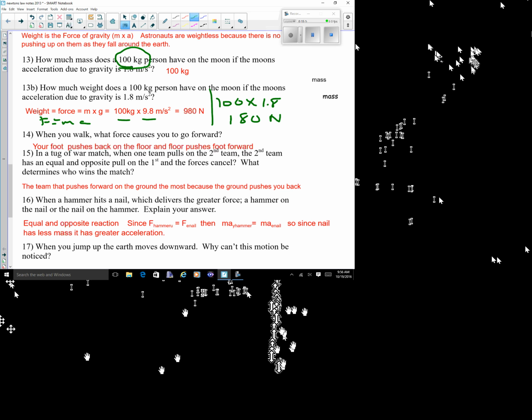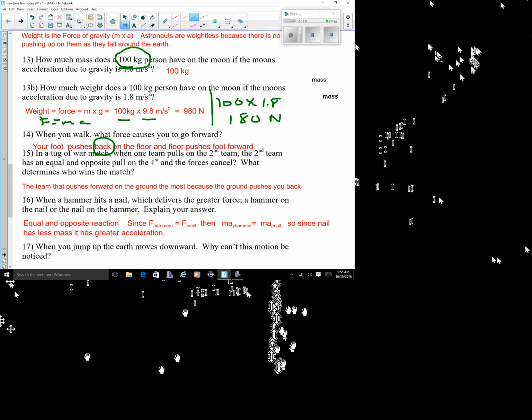Number 14, when you walk, what causes you to go forward? Well, this is a little bit strange because you got to remember Newton's third law. For every action, there's an equal and opposite reaction. So your foot pushes backward on the floor. You push backward, but that's not what makes you go forward. It's the floor that pushes you forward. So your reaction force pushes you forward.